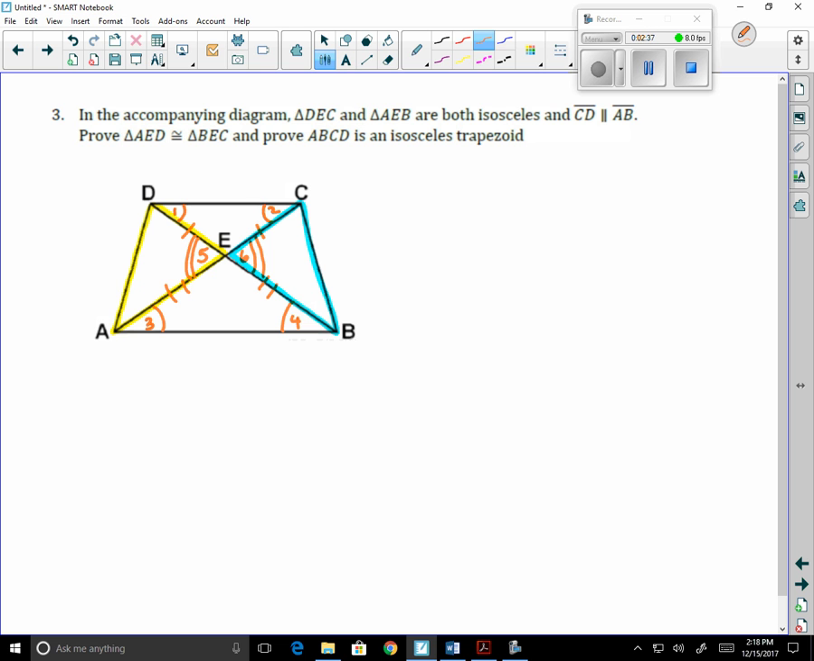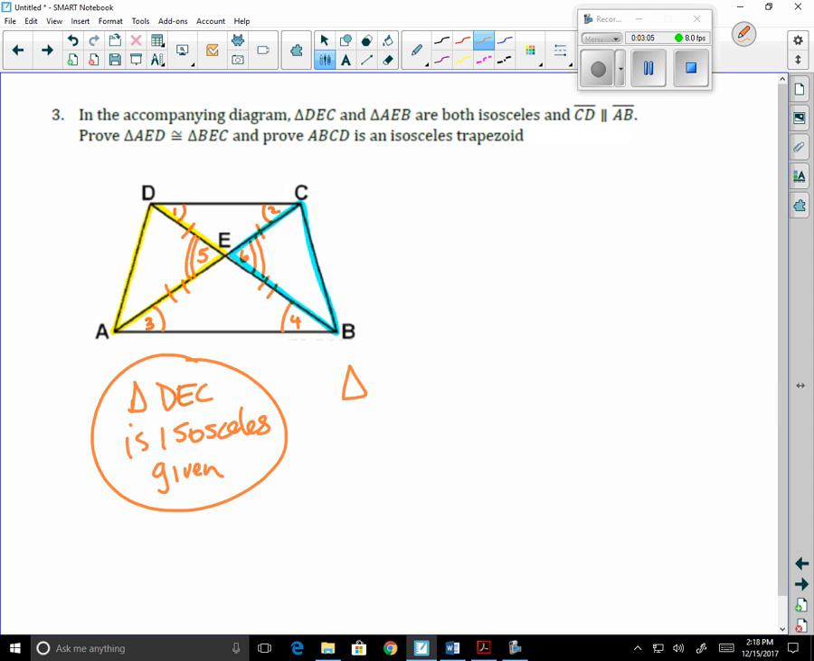To prove it's an isosceles trapezoid, I can use CPCTC to prove the opposite sides are congruent. So I actually don't need angles 1, 2, 3, or 4 at all, but I put them in there just because I could have used them for something maybe. I just didn't need them for this proof. So the first given that I'm going to use here is that triangle DEC is isosceles, and that's given. And that triangle AEB is isosceles, also given.